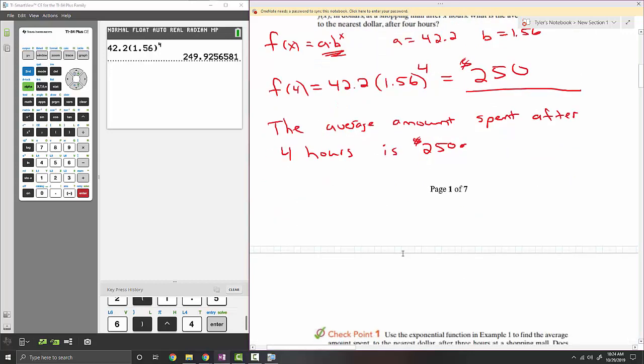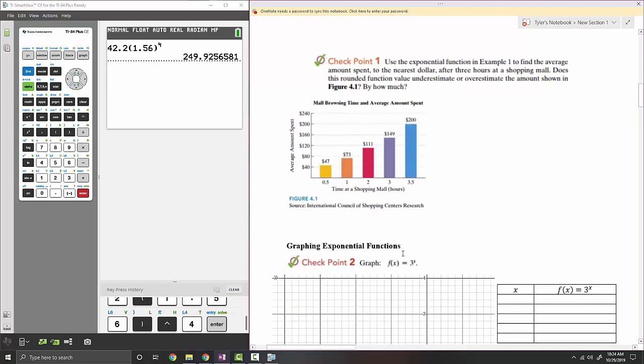All right, so let's move on to the next one. So checkpoint 1 is asking us to use the exponential function from example 1 and find the average amount spent to the nearest dollar after 3 hours of shopping. And then we want to see, does this rounded function value underestimate or overestimate the amount shown in figure 4.1, right? So figure 4.1 is actual spending after a certain number of hours spent at the mall, right?